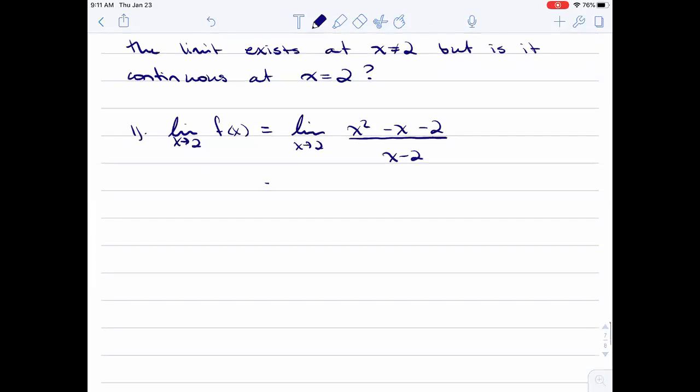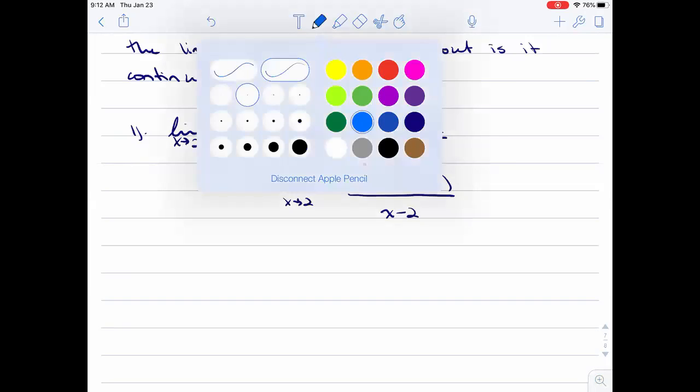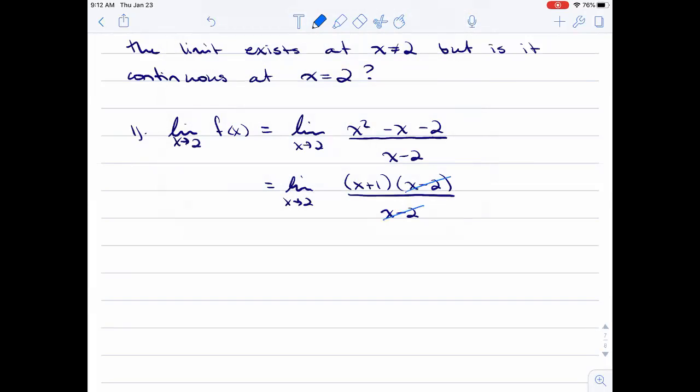And so you're always on the lookout for something. If you see something like this, then you want to try to factor your top so that it has an x minus 2 in it, so that they can cancel. In fact, if we rewrite this as the limit as x approaches 2 of x plus 1 times x minus 2 over x minus 2, it works out, because now we've dealt with that.